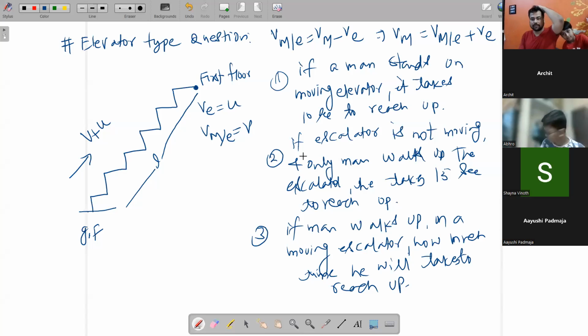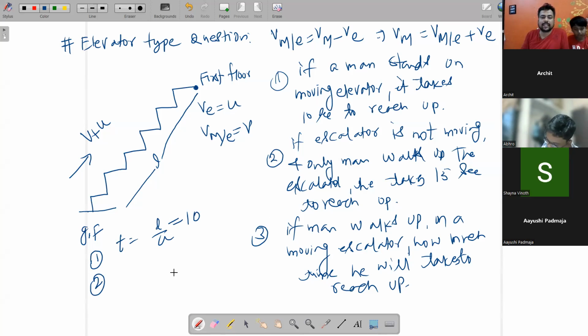Okay. So see, in the first case, a man stands on a moving elevator. So the man has no velocity, only the elevator is moving. How much time will it take? Simply L upon u, where u is the speed of the elevator, and that is 10 seconds. In the second case, the elevator is not moving, only the man is moving. So t equals L upon v, that is 15 seconds.